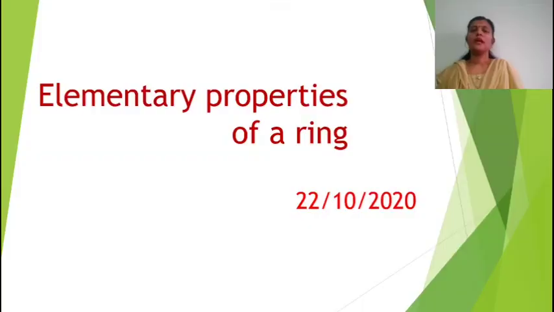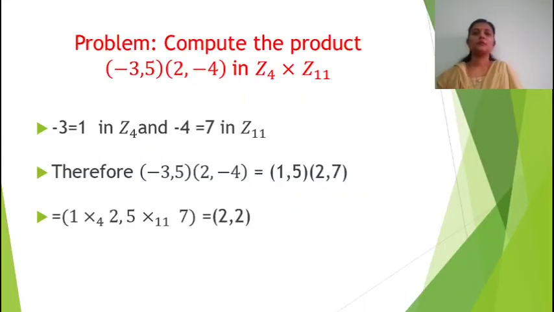Today we have one more problem on rings, and some elementary properties of rings will be introduced. Before that we are doing a problem. Compute the product (-3, 5)(2, -4) in Z4 × Z11. So the first component, -3 and 2, are in Z4, and 5 and -4 are in Z11.